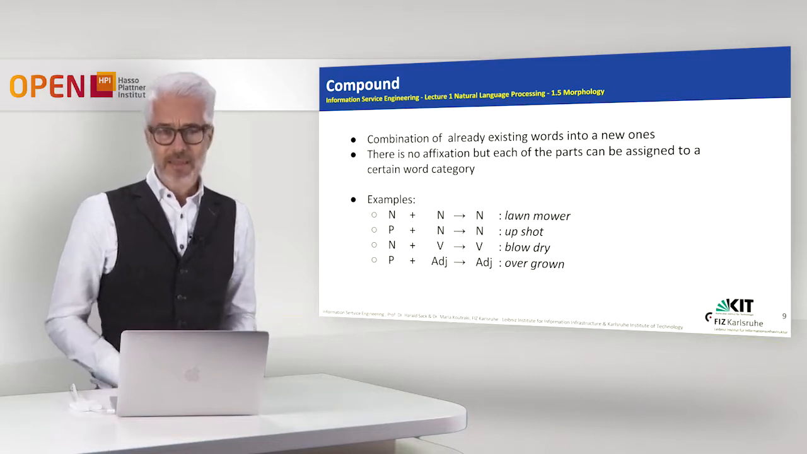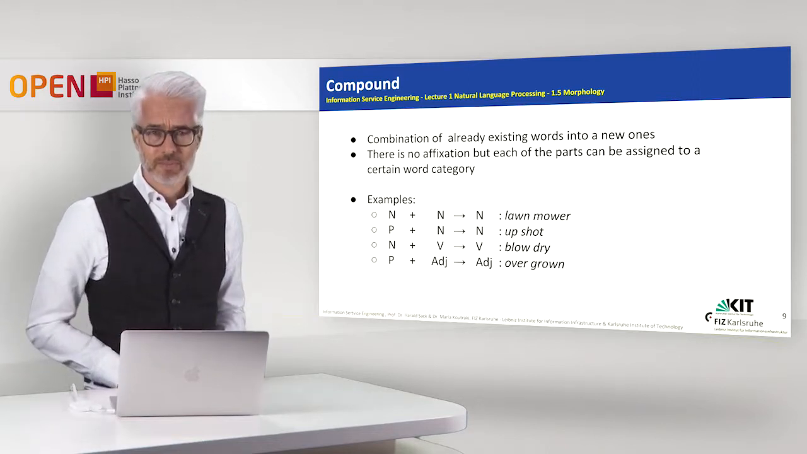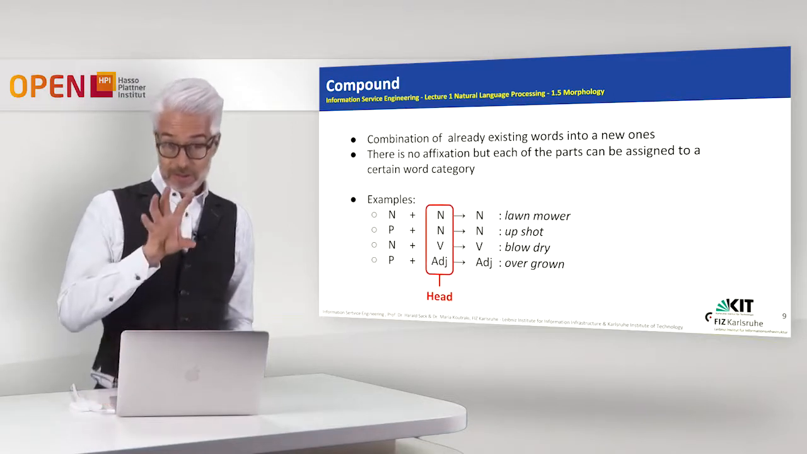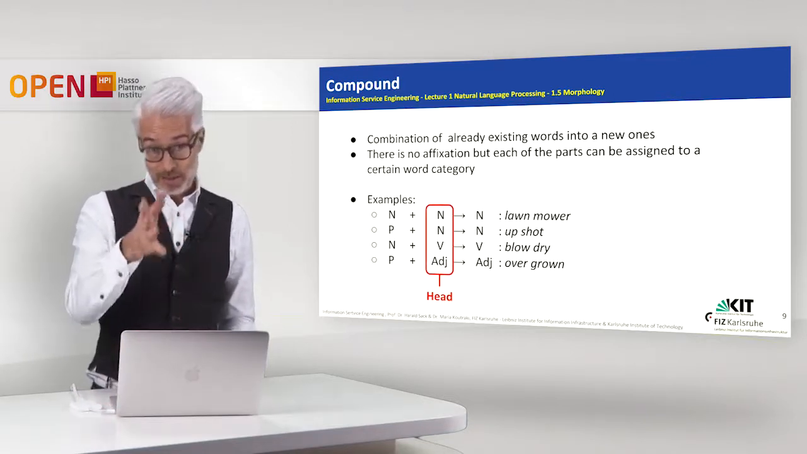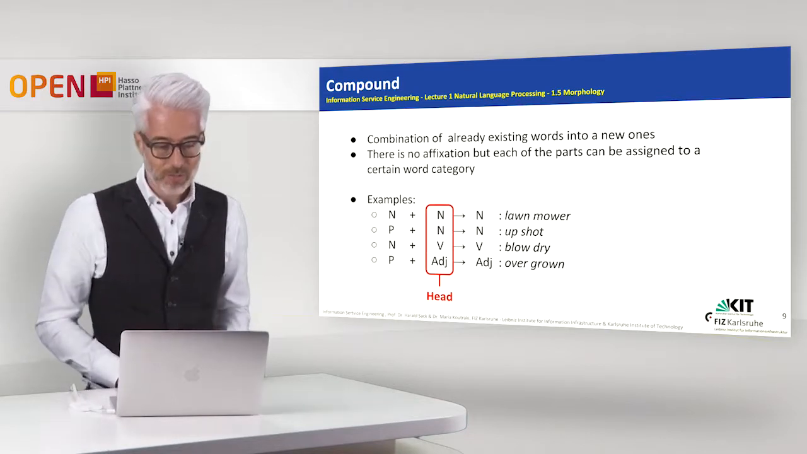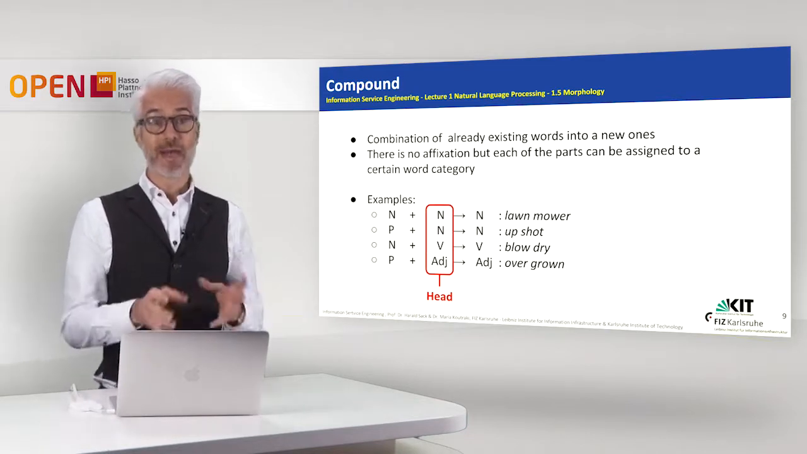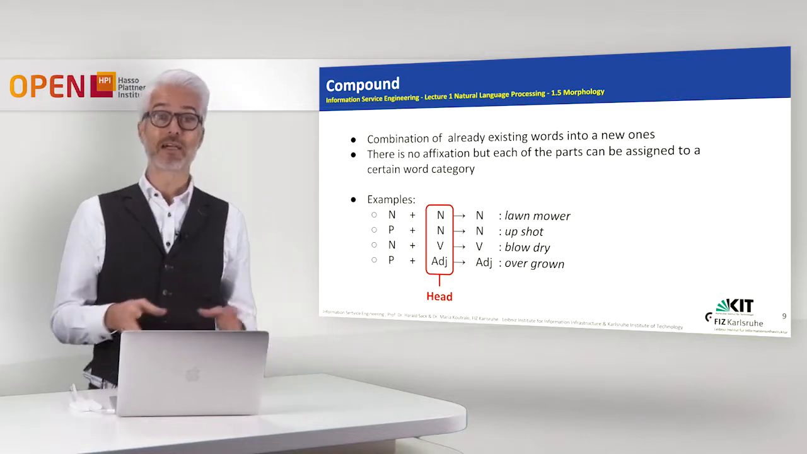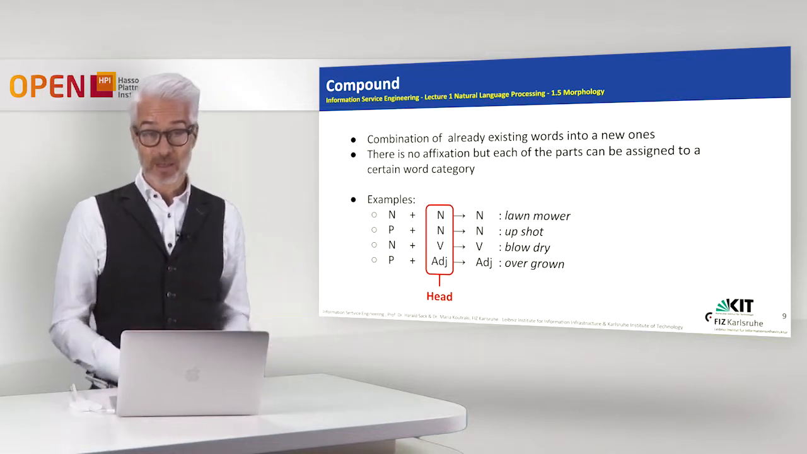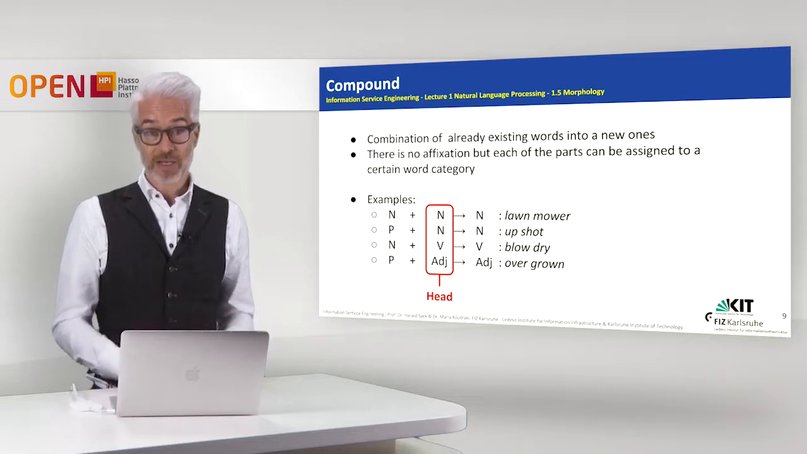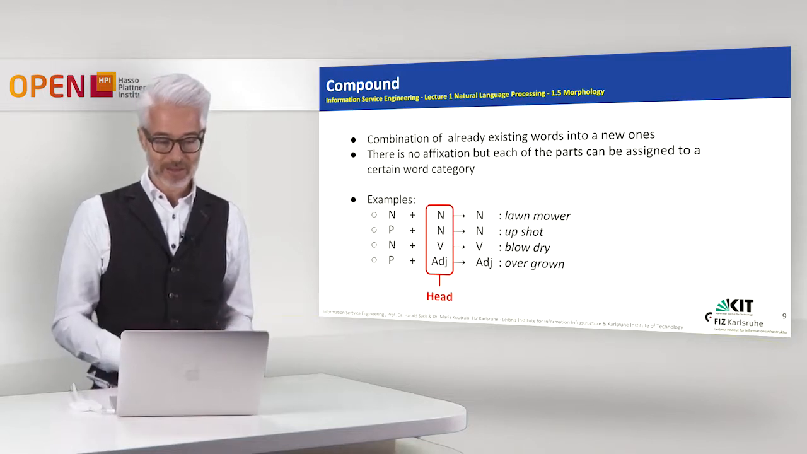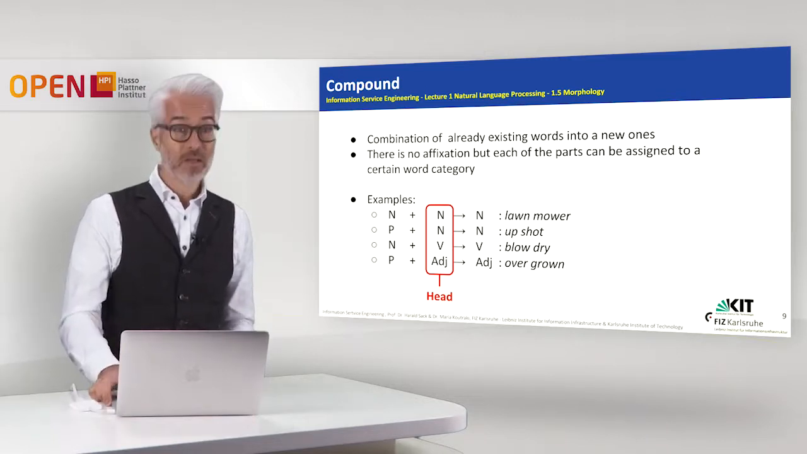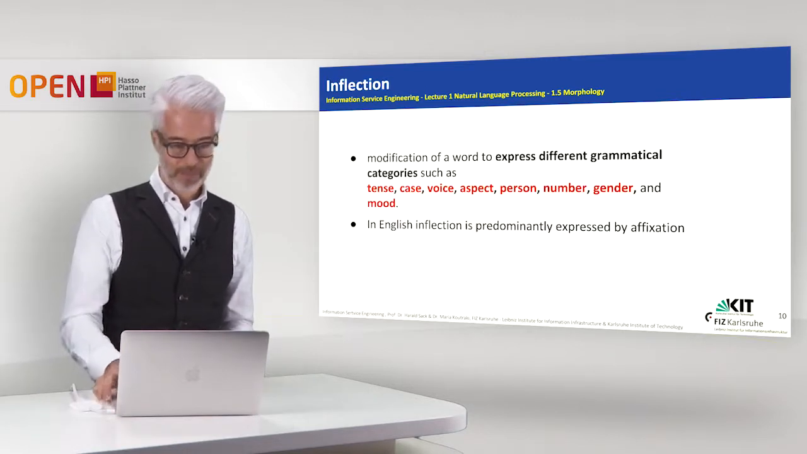So by looking at that, can you make out any rule? It's quite easy. You just have to look at that. If you look at this long enough, you see that the second part of the compound usually is called the head, and this one in English determines what will be the outcome of this compound and what will be the final class or category of the resulting compound. Okay, so this was the compound.